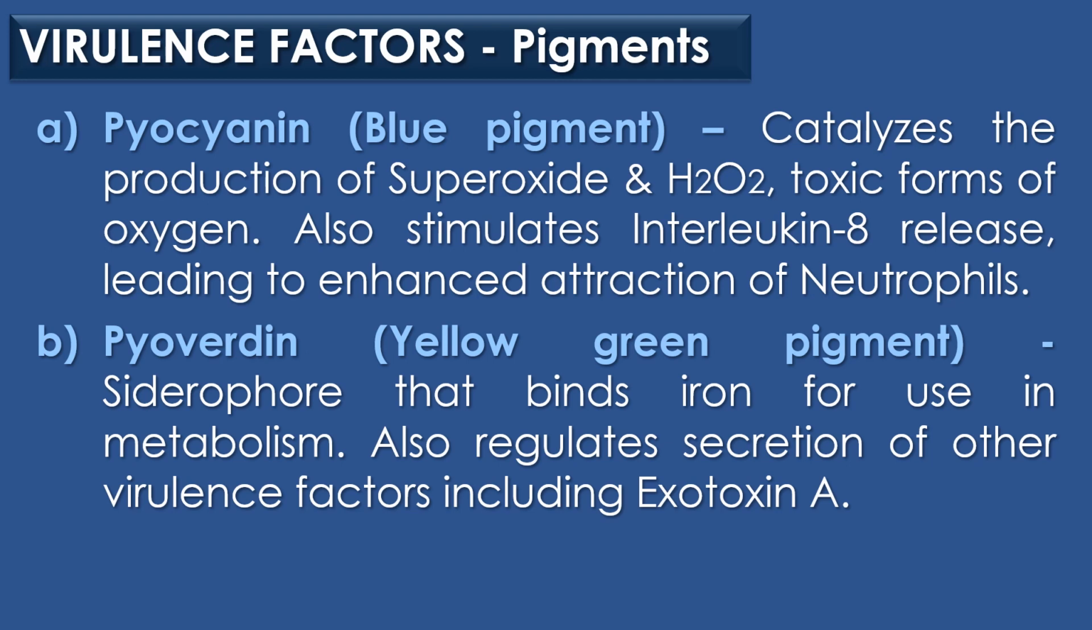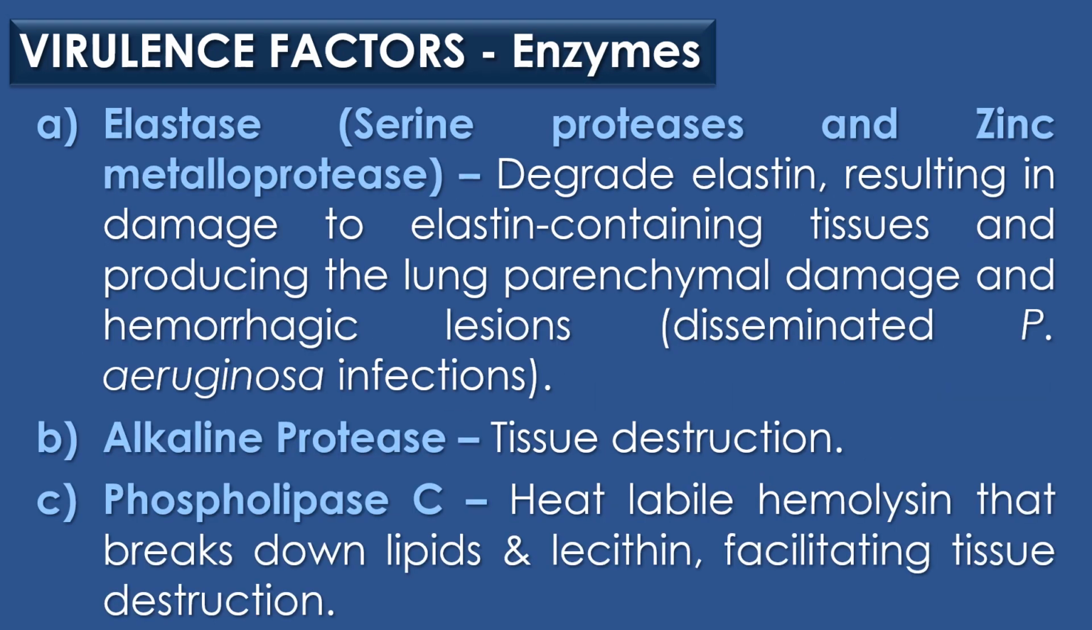And next, the pyoverdin or yellow-green pigment. It is a siderophore that binds iron for use in metabolism. This pigment also regulates the secretion of other virulence factors, including the exotoxin A. The final and fourth virulence factor of Pseudomonas aeruginosa is enzymes. It includes elastase, alkaline protease, phospholipase C, and exoenzymes.